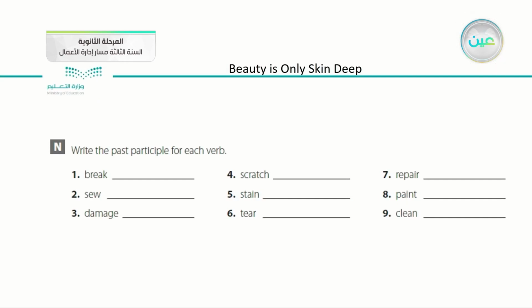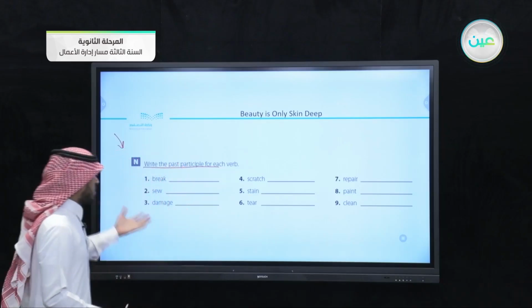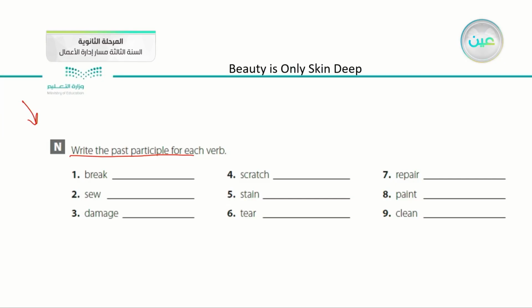Now I want you to open your workbook and go to page 29. On page 29, we have exercise N. In this exercise, we have a list of 9 words. You are asked here to turn these words into the past participle. So, what are the proper answers for each one of these words?